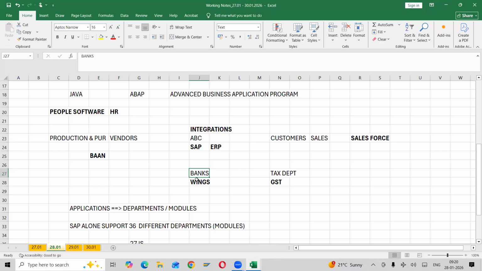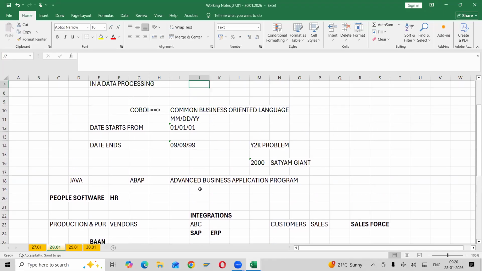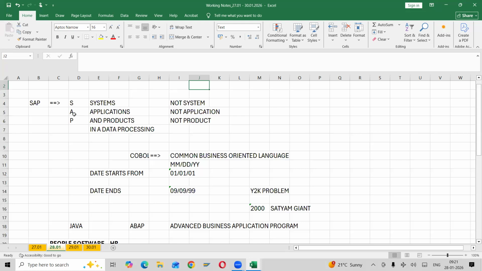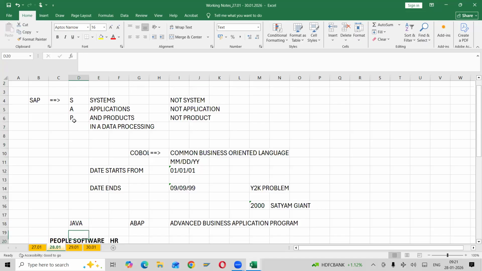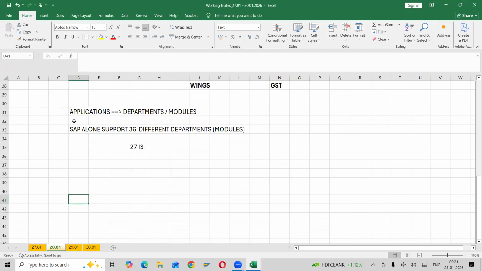So SAP not only supports one department or one application, it supports any number of applications, any number of sub-departments. So that is the reason we call it applications in the abbreviation. Clear? Systems, applications is not restricted to one particular application, and products. So what do you mean by products here?